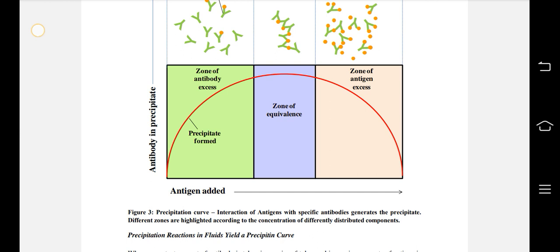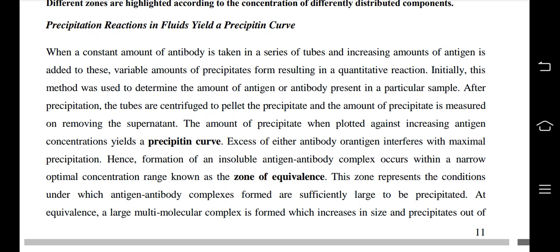When a constant amount of antibody is taken in a series of tubes and increasing amounts of antigen are added to these, variable amounts of precipitate form, resulting in a quantitative reaction. Initially, this method was used to determine the amount of antigen or antibody present in a particular sample.